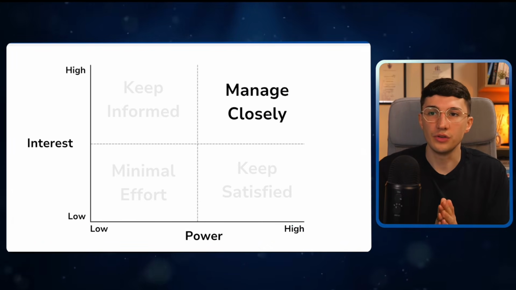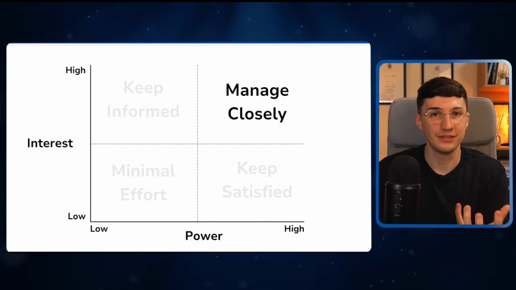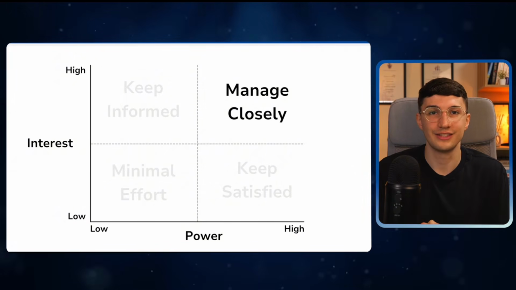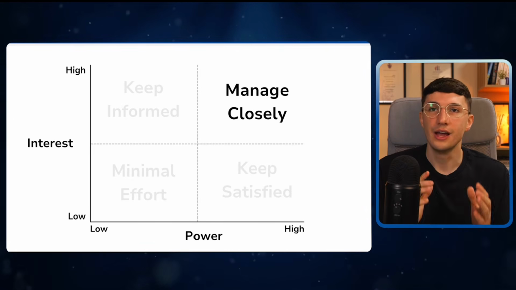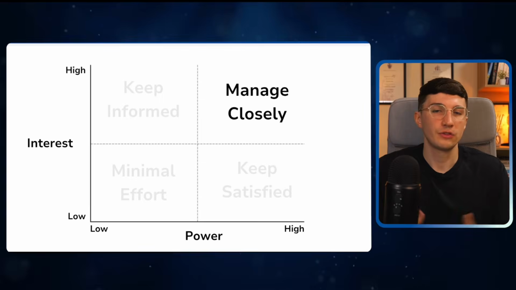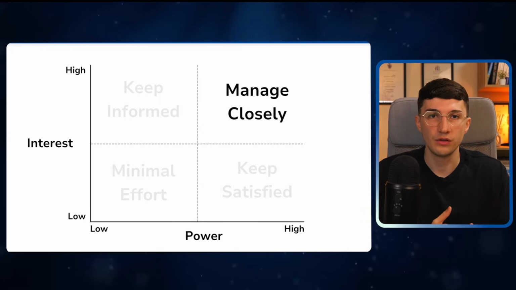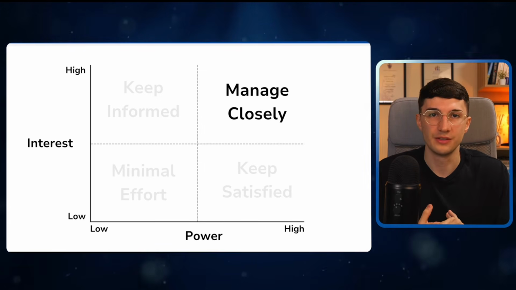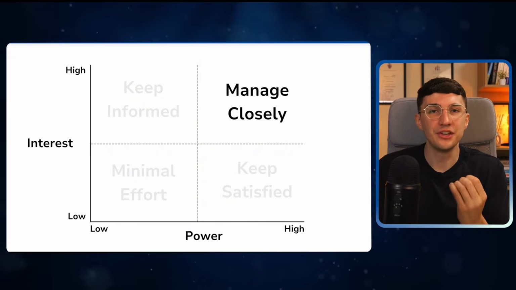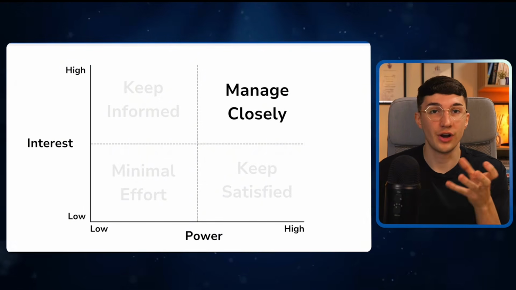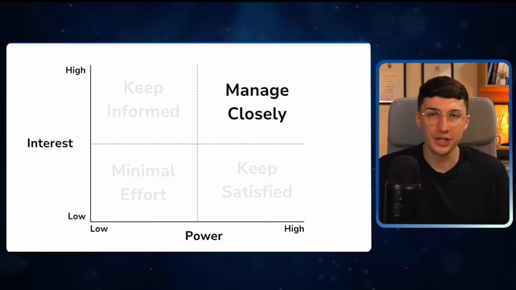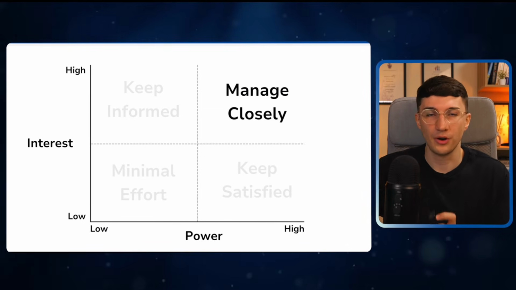Now, our stakeholders who have high power over the business, so they have a lot of influence over our decision making, and they are very interested in the decisions that we are making, these are our manage closely stakeholders. So for example, this could be the shareholders of the business or the senior management. These stakeholders will have major influence on our decision making, so we want to make sure we are prioritizing their needs. We need to make sure we're communicating with them and building a strong positive relationship.